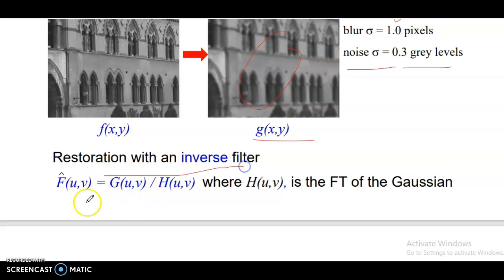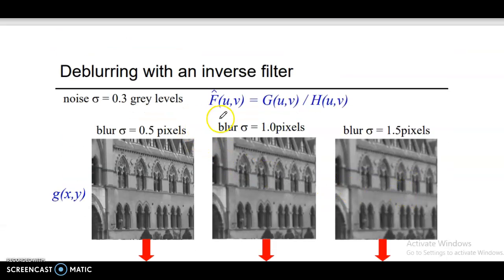Restoration with an inverse filter: F cap of u,v equals G of uv divided by H of uv, where H of uv is the FT of the Gaussian. Deblurring with an inversion filter, noise sigma equals 0.3 gray levels. F cap of uv equals G of uv divided by H of uv.